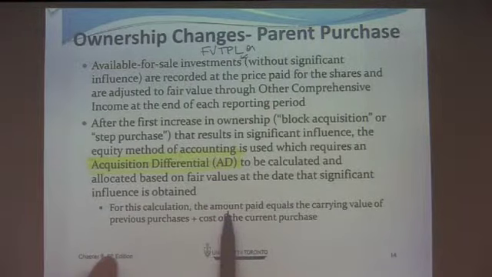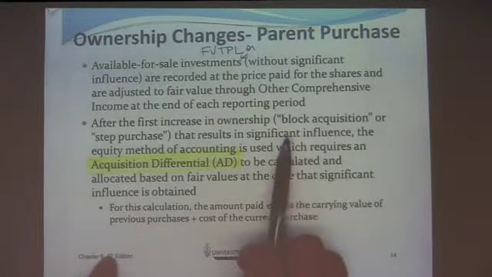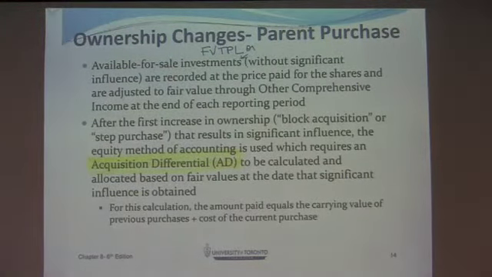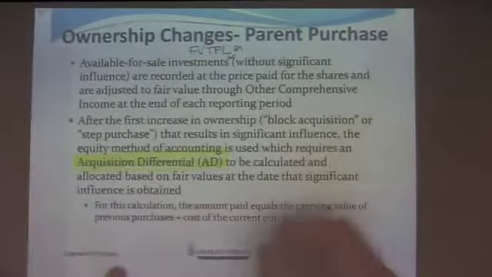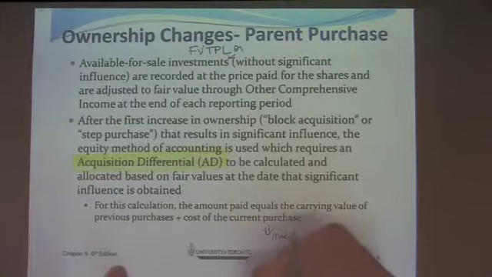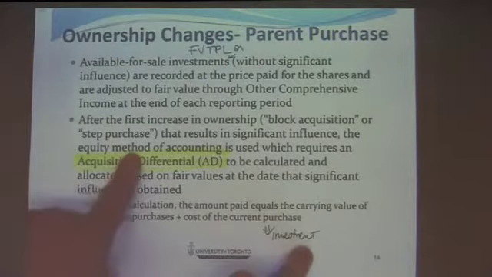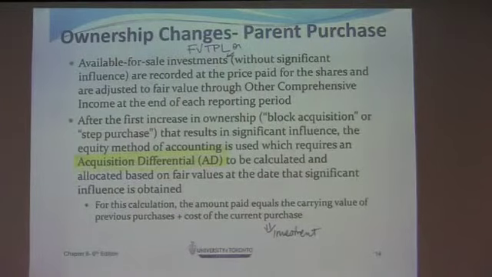But as soon as you cross significant influence, which is plus 20% ownership, we're going to calculate the cost of all of the carrying values of the previous purchases and the cost of the current purchase, and this is what you're going to use as the investment. Then that's what you use to calculate the difference between that and the book value of the investee to calculate the acquisition differential.